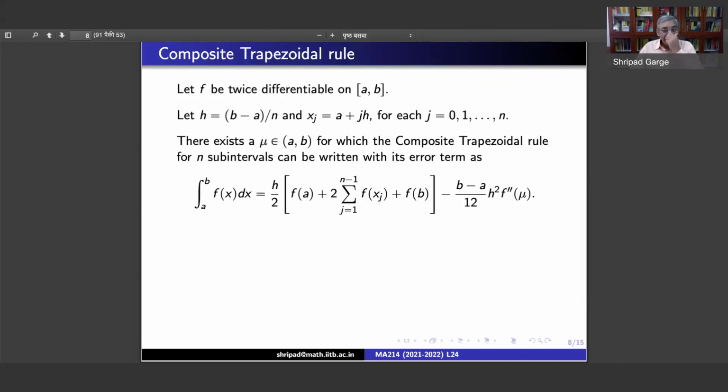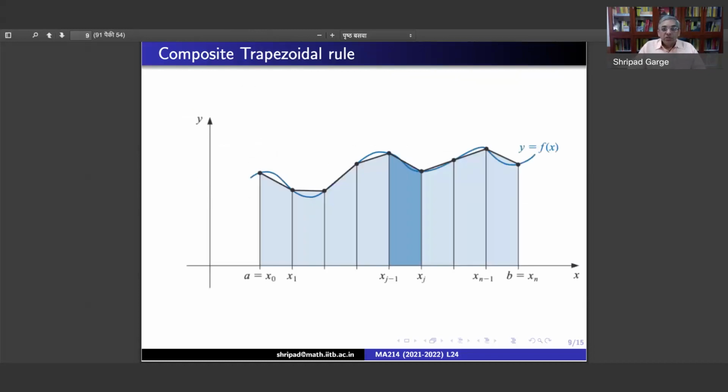Let's see how the picture looks. So a typical interval is given here in the dark blue color. We see that it's going from xj minus 1 to xj. You are simply drawing this vertical, horizontal, and the slanted line joining those 2 points on the graph, and then you have the trapezoid and you are taking the area of the trapezoid. This is the formula that we have for the composite trapezoidal rule. This is the closed Newton-Cotes formula.